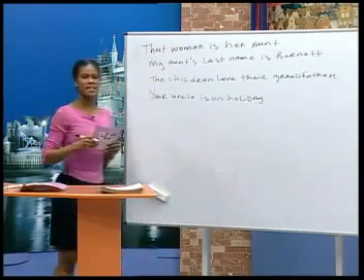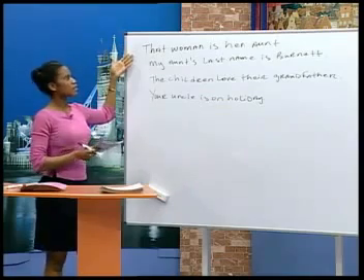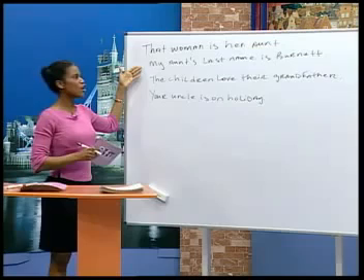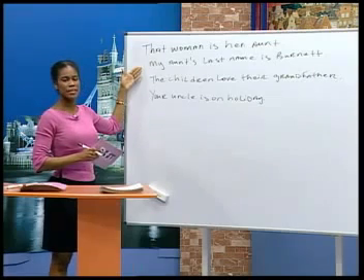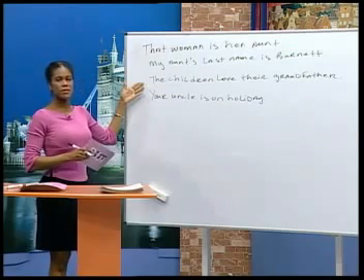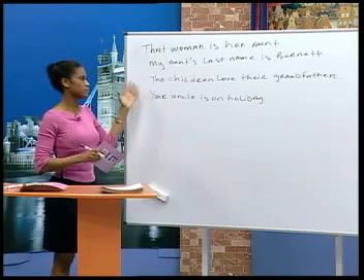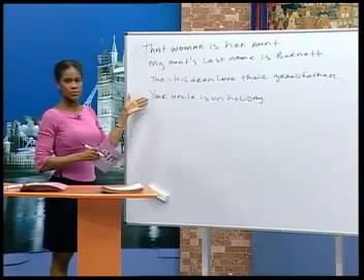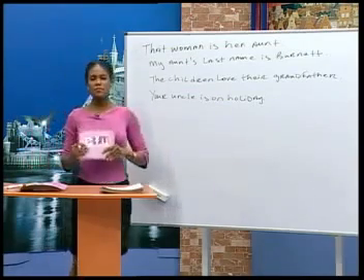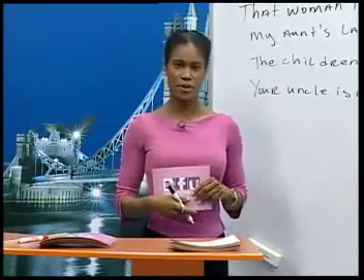So let's review the examples. That woman is her aunt. My aunt's last name is Burnett. The children love their grandfather. Your uncle is on holiday. Possessive pronouns show possession. Now, let's look at the chart to help you remember. Please look at the monitor.